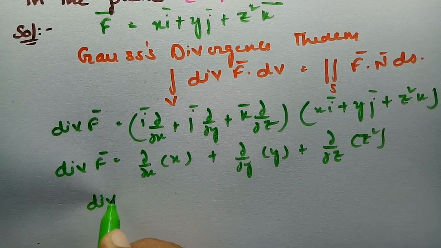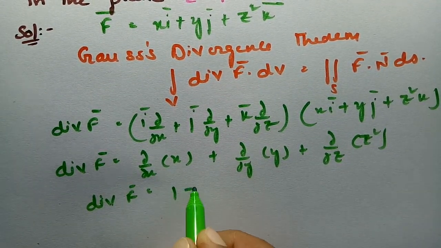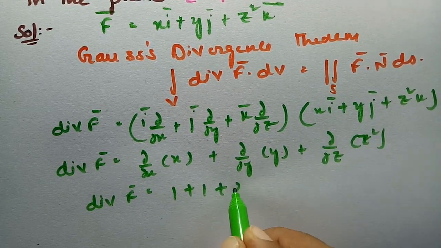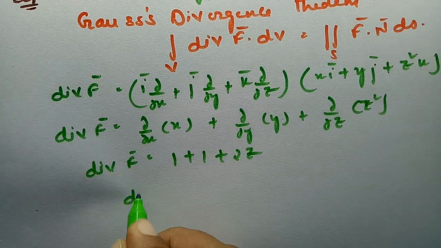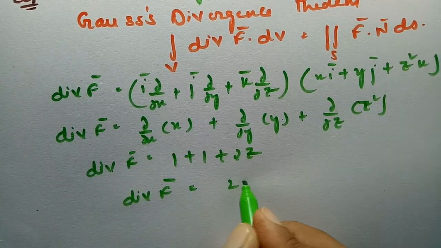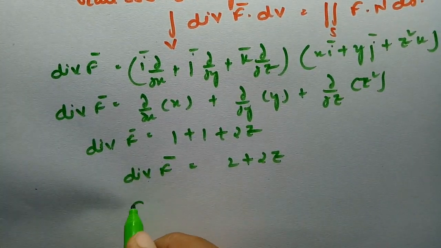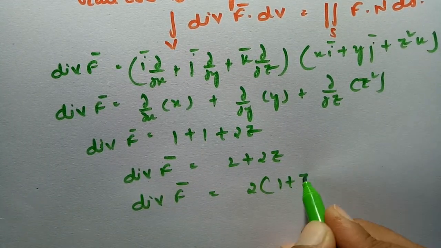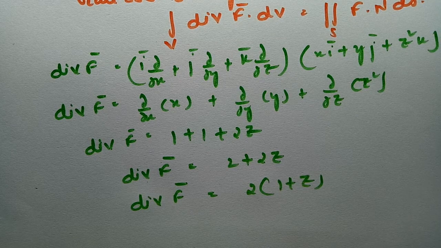So divergence of f bar will be, for x it is 1, for y with respect to y it is 1, for z square it will be 2z. Therefore divergence of f bar is equal to 2 plus 2z, and if I simplify, taking 2 common, it will be 2 times (1 plus z). Now how about the limits?